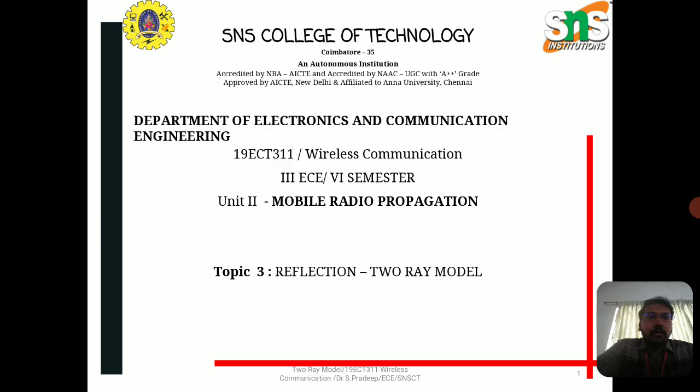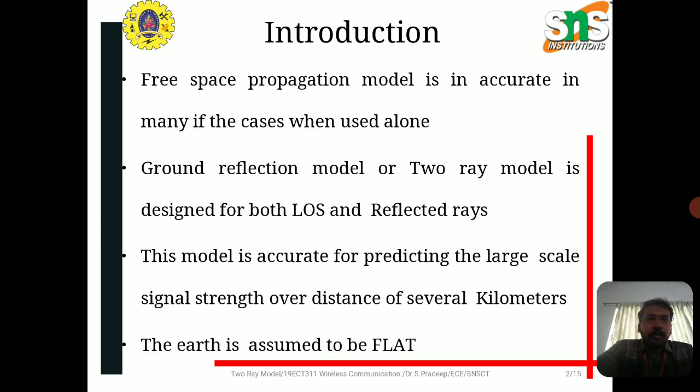Today in this video we are going to see about the reflection two-ray model. Introduction. The free space propagation model is accurate in many cases when used alone. The ground reflection model or two-ray model is designed for both line of sight and reflected rays. This model is accurate for predicting the large-scale signal strength over a distance of several kilometers. It only assumes the earth is flat.